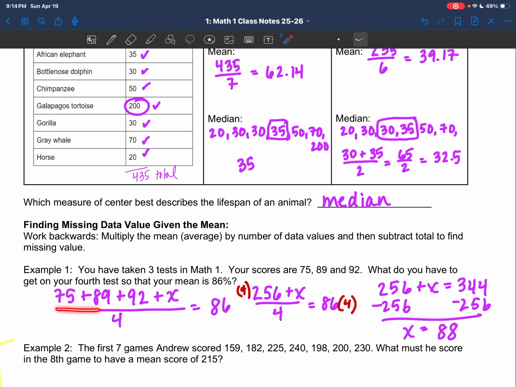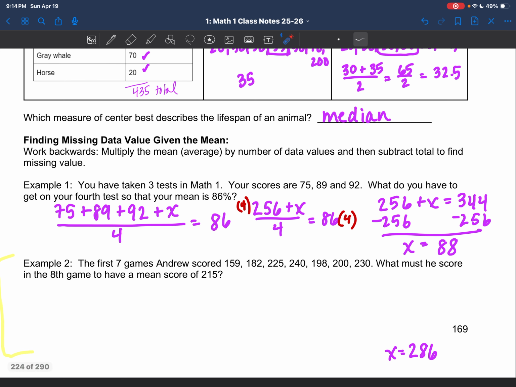So in order to find what we need, we have to divide this by 4 to get 86%. So remember, in order to get rid of this 4, we have to multiply both sides by 4. That's going to cancel out your denominator, and you're left with 256 plus x equals 344. And then remember, we need to move this over to get x by itself. So you should have x equals 88.